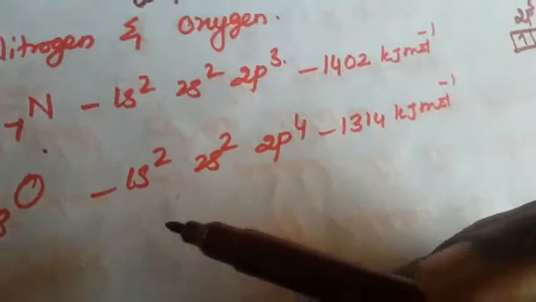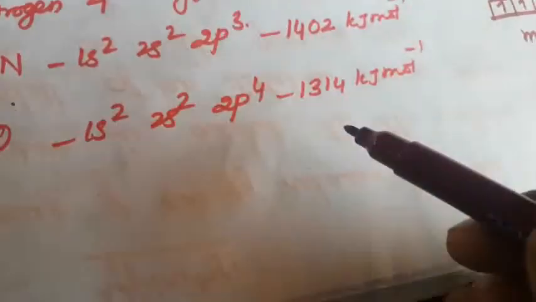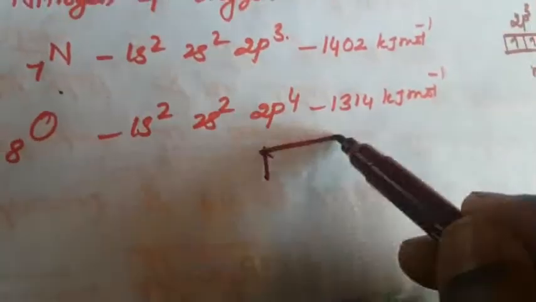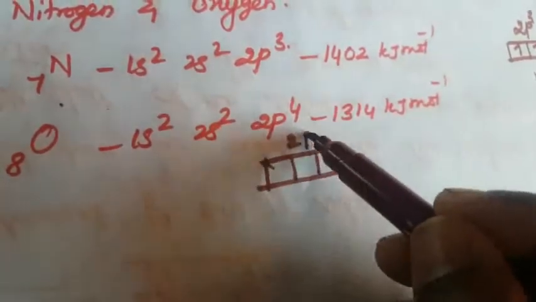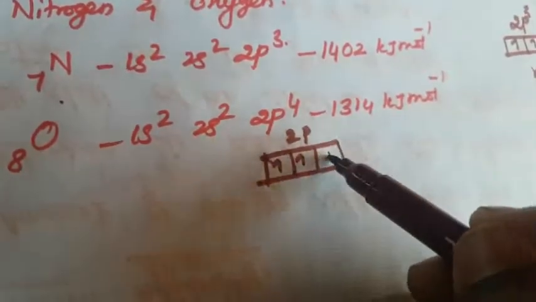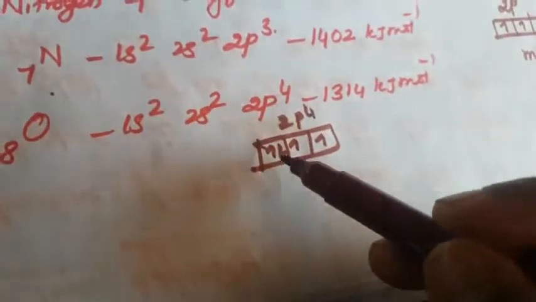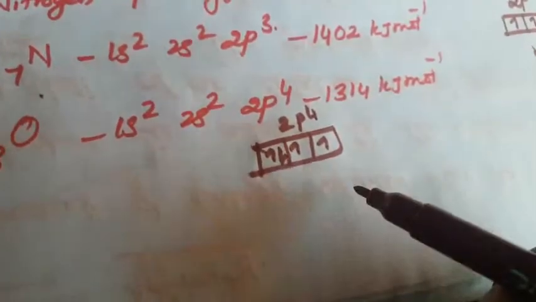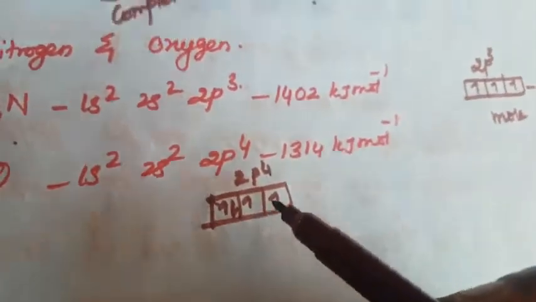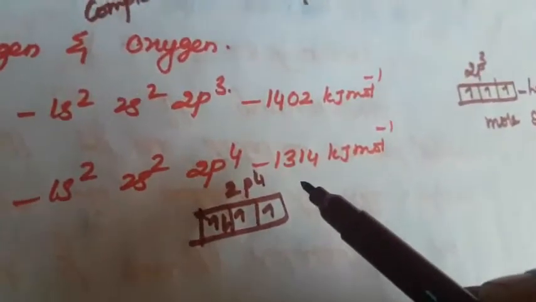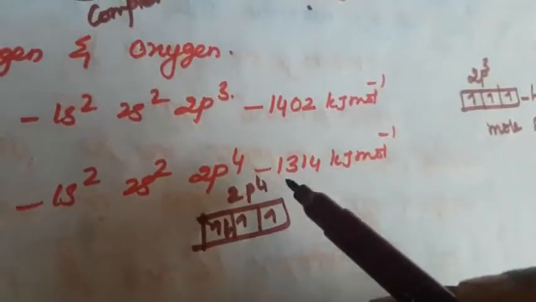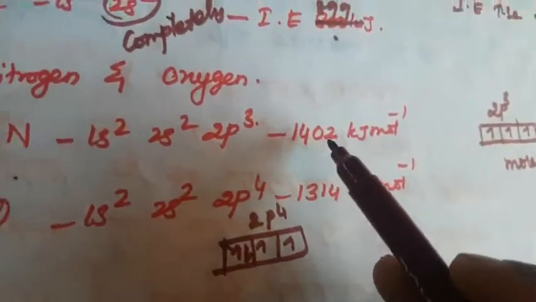But oxygen is 1s2, 2s2, 2p4. How do we explain that? In the 2p orbital, 2p4, the electrons go 1, 2, 3 and then 4. That is 4 electrons, 2p4. This is partially filled, so we can easily remove that electron from the outermost shell. That is the reason we need less energy to remove the electron; the amount of energy is very less when compared to nitrogen.